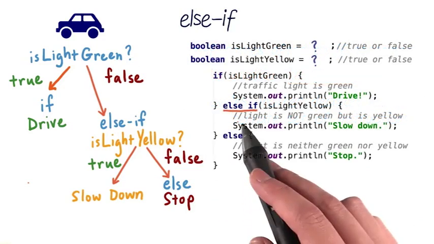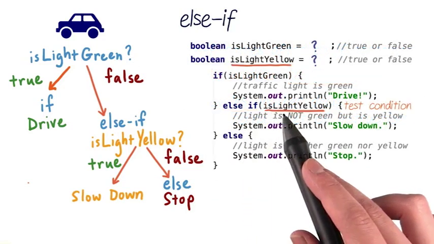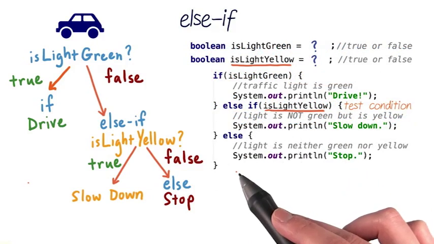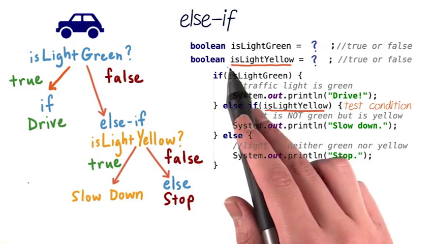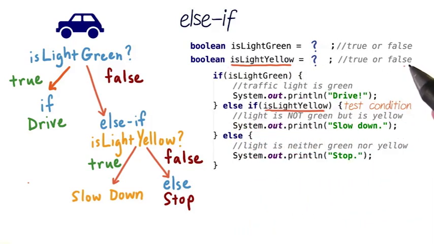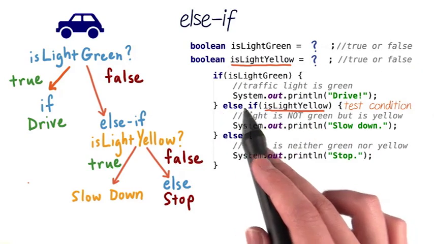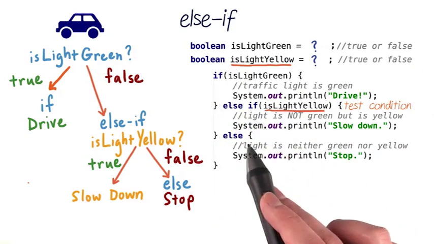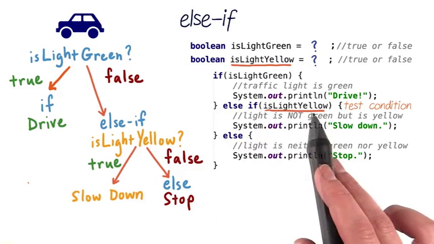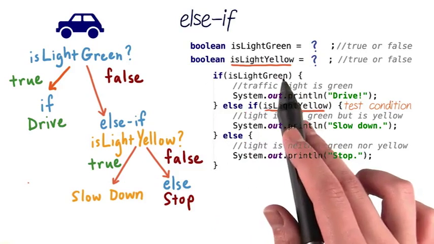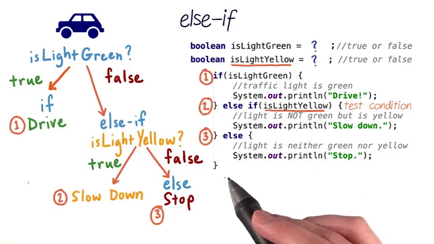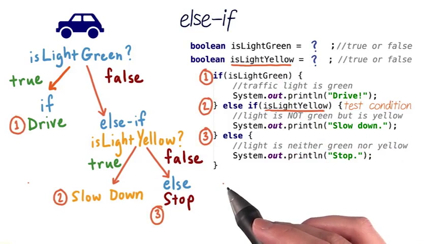Here's our code with our else if. The first thing we need to know for our else if test condition is if the traffic light is yellow. So let's say we have a new Boolean variable, isLightYellow, which will be either true or false. And then we have our else if, after our if but before our else statement, and this checks the test condition isLightYellow. So if the light is yellow but not green, we'll enter our else if and print out slow down. And now we have three decision pathways we can take.